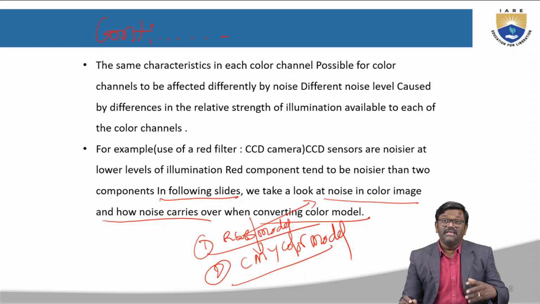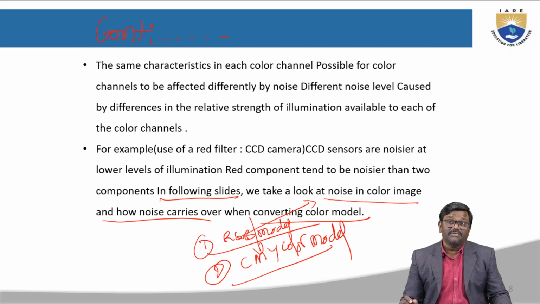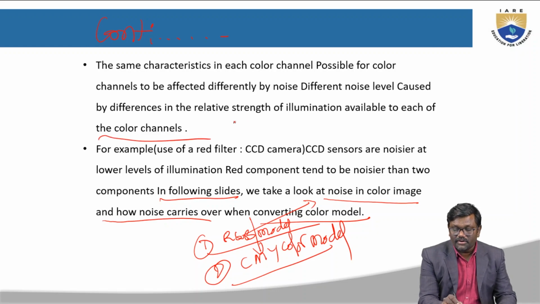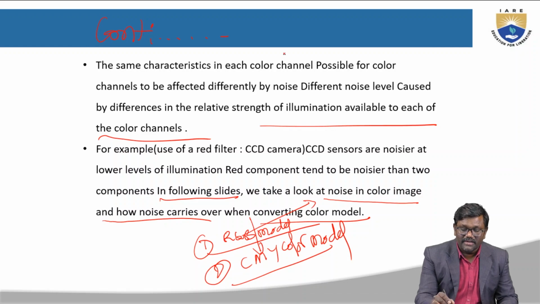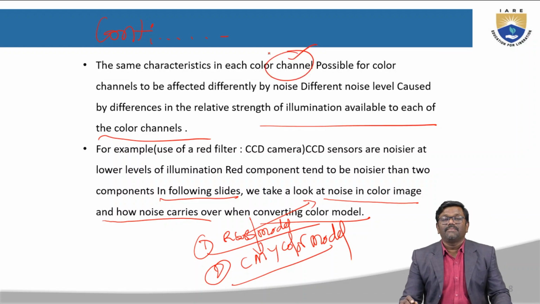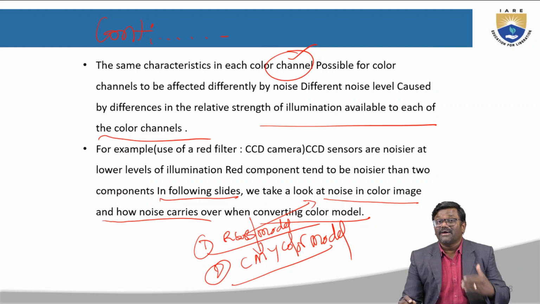The same characteristics in each and every color channel are possible. It is possible for color channels to be affected differently by noise, with different noise levels caused by differences in the relative strength of illumination available to each of the color channels. So what does channel mean here? Channel is nothing but your functional block process, so each functional block process is considered as a channel.